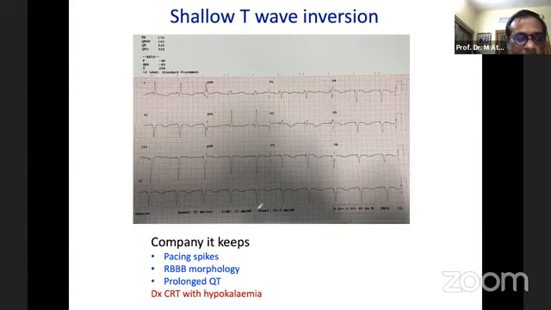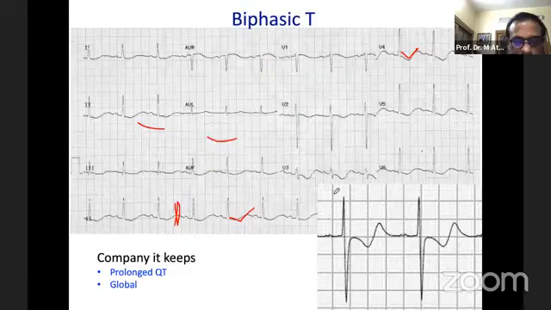So this is another example of the pacing ECG. So there will be some T wave changes, and again these T wave changes are like the preceding ECG.